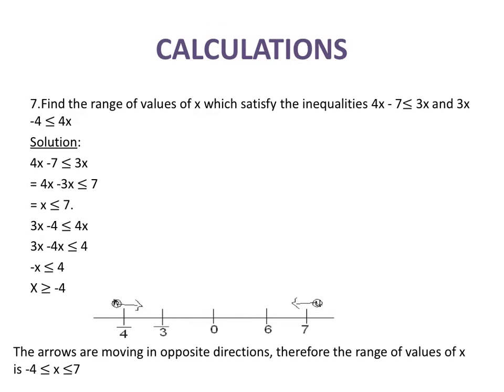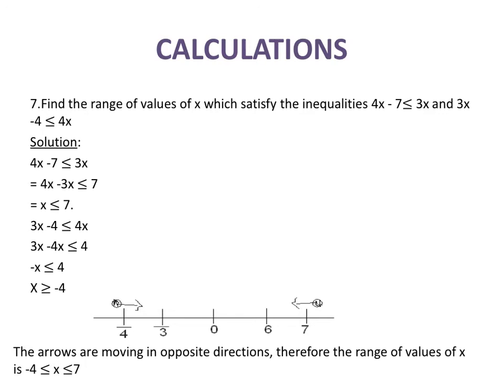3x minus 4 is less or equal to 4x. 3x minus 4x is less or equal to 4. Minus x is less or equal to 4. Then multiply by minus 1, x is greater or equal to minus 4.